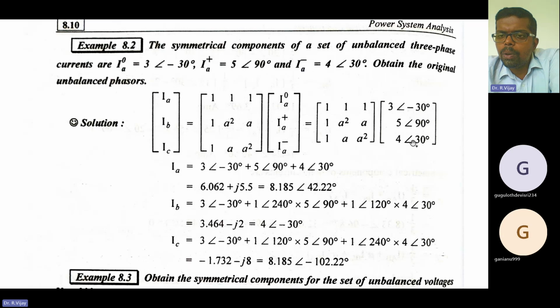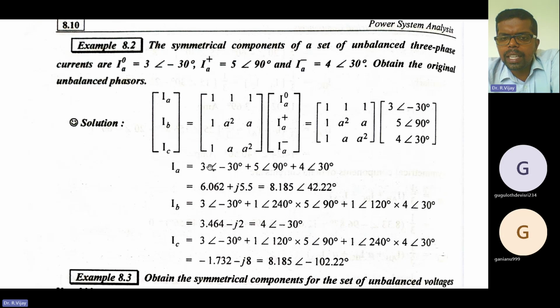Here also, you just put it in the matrix form, 1 cross 3 matrix. You just multiply it with your scientific calculator. The detailed explanation is given here. IA is equal to, here you need to multiply 3 at the angle of minus 30 degree into 1, plus 5 at the angle of 90 degree, plus 4 at the angle of 30 degree. Because if you multiply with 1, the same values will come.